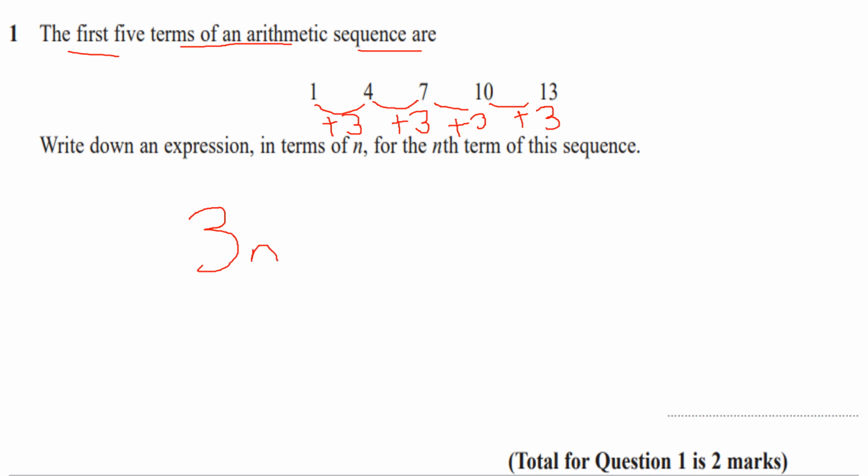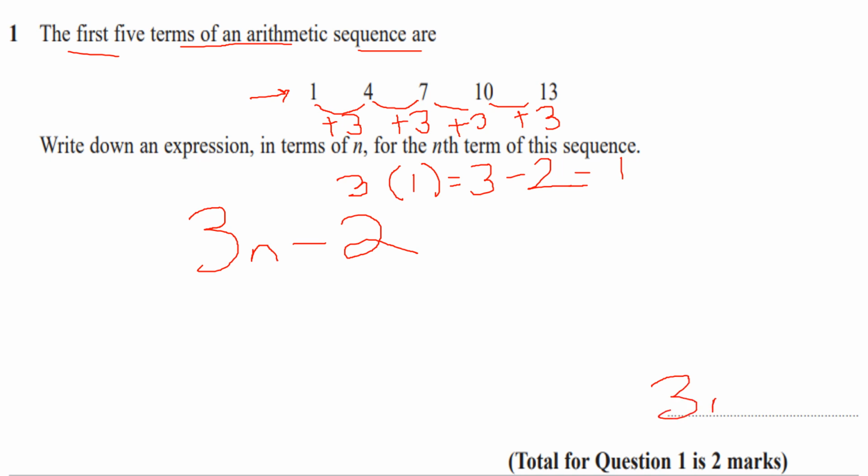Now I'm going to work out the first term and work out the difference. When n is equal to 1, I'm going to have 3 lots of 1, which is just 3. But I want the number 1 as my first term, so I'm going to subtract 2 to get 1. So I'm going to minus 2 to go from the 3 times table to this sequence, which follows the 3 times table but minus 2. So the answer is 3n minus 2, or minus 2 plus 3n.